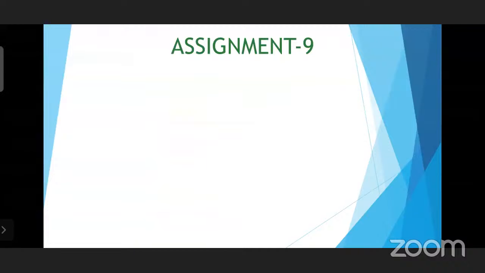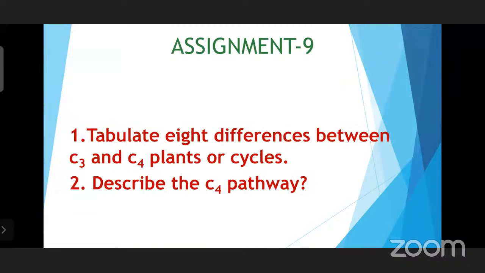So assignment 9: tabulate 8 differences between C3 and C4 plant cell cycles. Yesterday we completed the C3 and C4 plant cell cycles and described the C4 pathway also. These are your assignments. You have to complete your assignments and send them to Kumar sir.